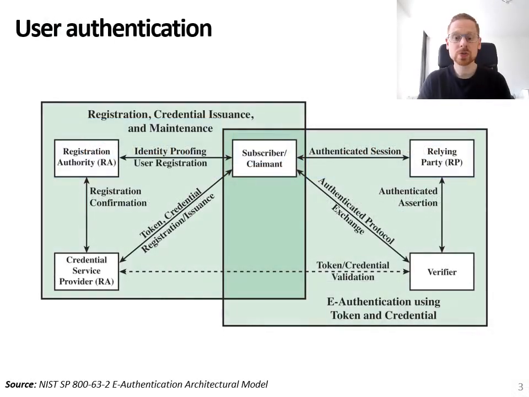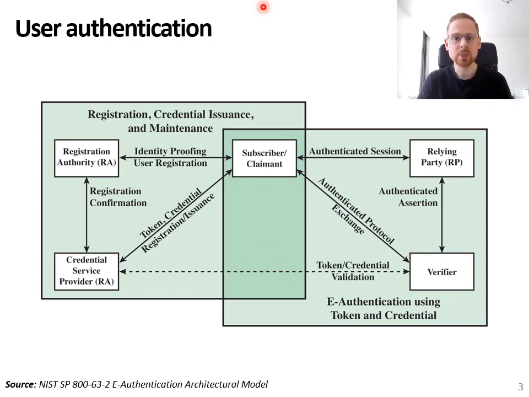This figure shows in more detail how user authentication works. This figure is based on the NIST SP 800-63-2 standard, and it provides an authentication architectural model. So in this model, there are basically two steps, where first the subscriber has to register, and second, he can use the information of the registration to authenticate himself.